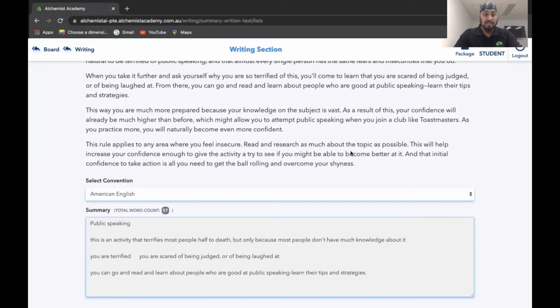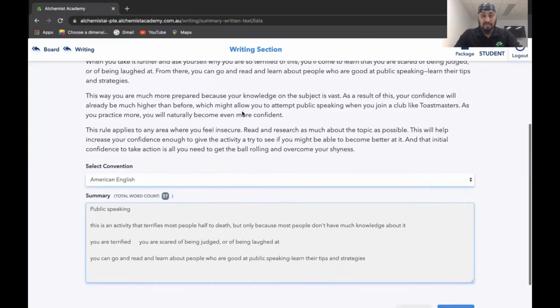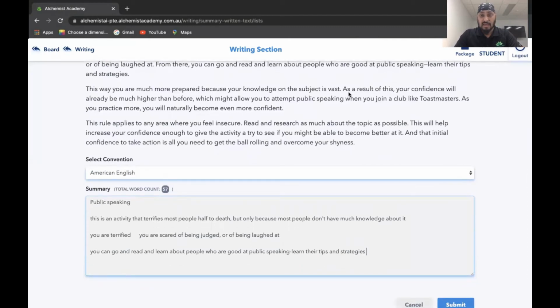Okay. This way, you are much more prepared because your knowledge is vast. As a result of this, your confidence will be higher, already much higher than before, which might allow you to attempt public speaking when you join a club like Toastmasters. As you practice more, you will naturally become even more confident.